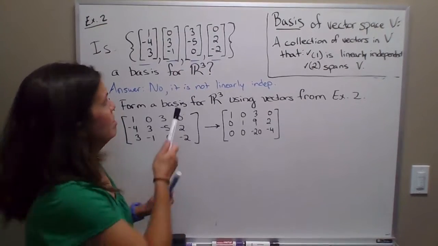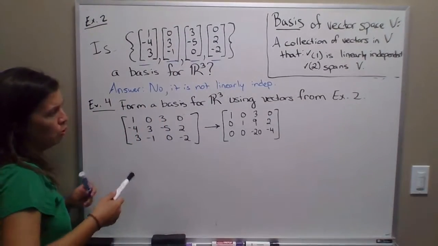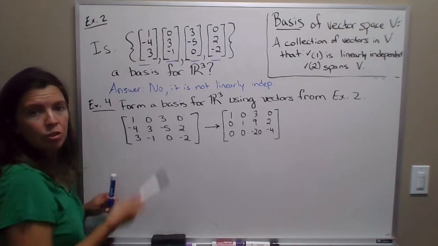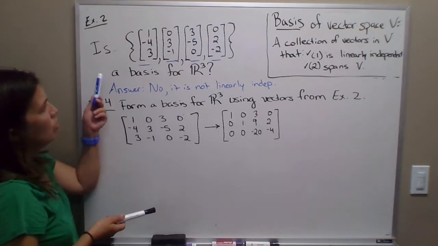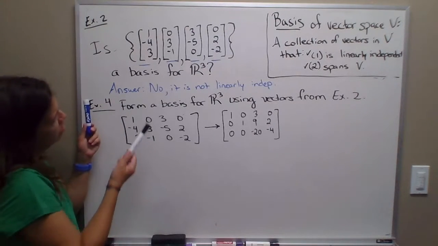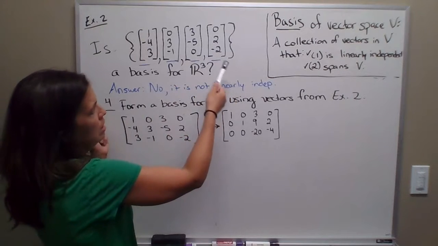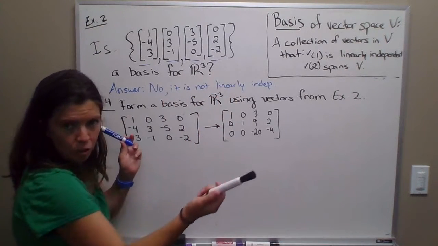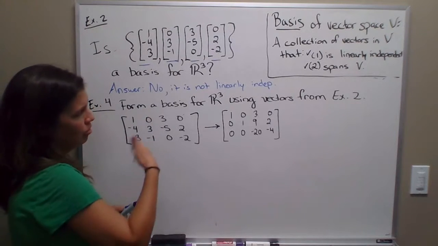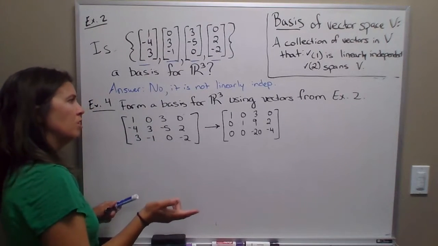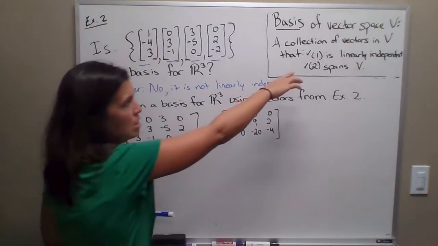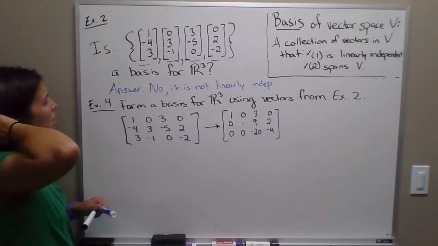I now want to revisit this set from example 2 and consider whether we can form a basis using the vectors in that set. So example 2 is the quick one in a previous video where we looked at this set and said, well, it can't be linearly independent because there's too many vectors for R3. No way to get a pivot in every column, so it's a linearly dependent set. Therefore, it's not a basis. Can't meet that first requirement.